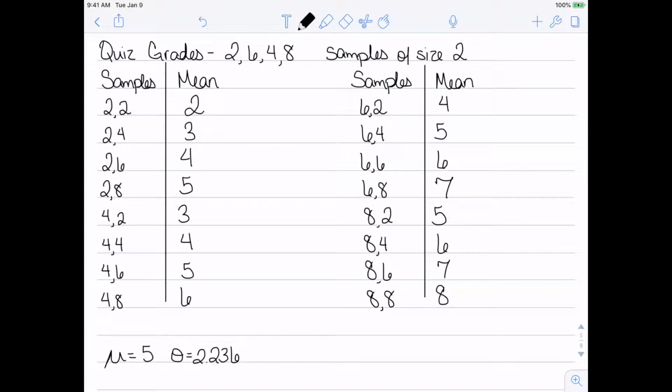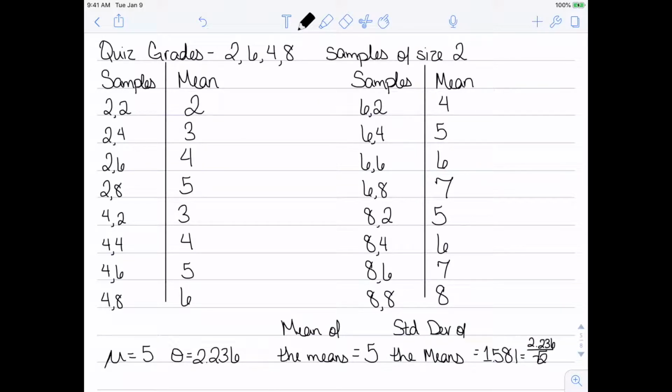After that, we broke it down into these samples of size 2 and found the mean of each of these samples. Now I want to take the mean of all of those means. If we do that, we get that the mean is 5. So if we average up all of these means, we do get a mean of 5, which is the exact same as the population mean. That was the second piece of the central limit theorem.